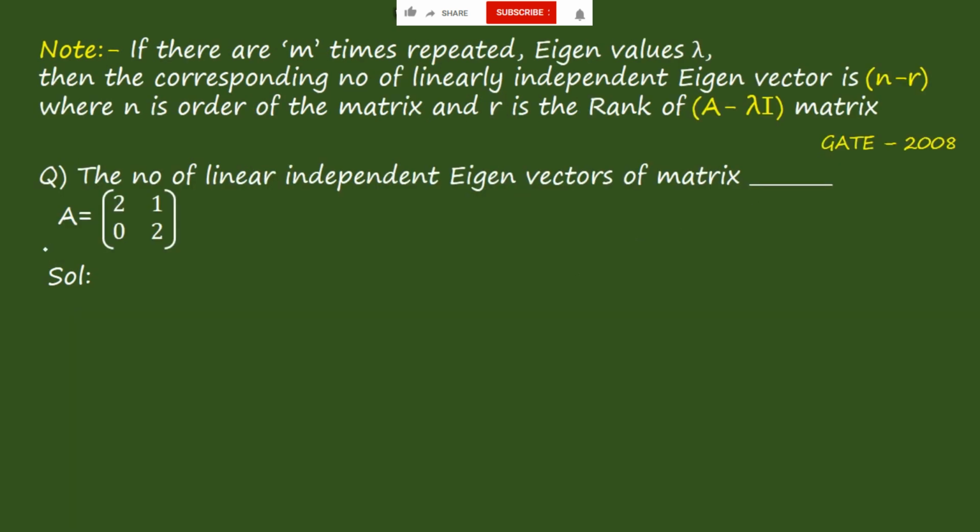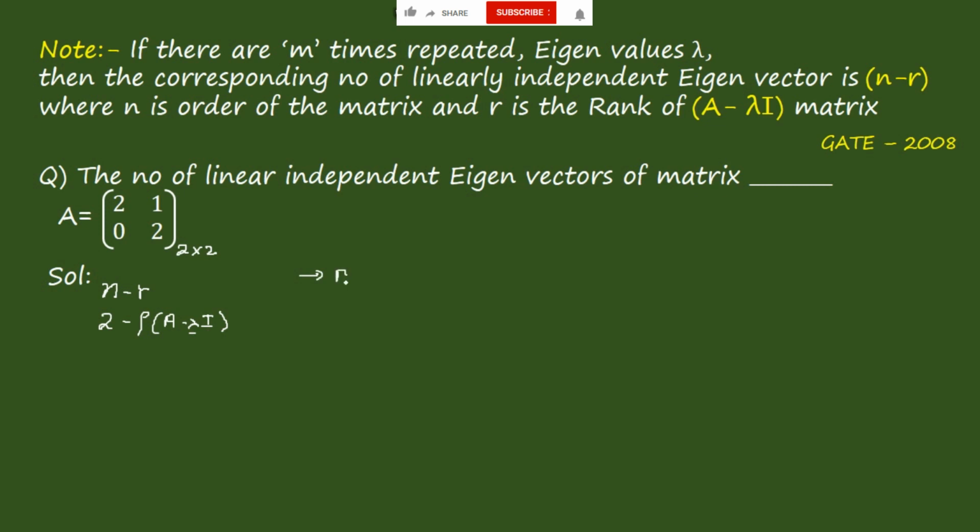Now coming to the next question. The question is the number of linearly independent eigenvectors. Here the formula is n minus r. Here n is the order of the matrix. It is given as a 2 cross 2 matrix, so n is 2, minus the rank. You have to find the rank of A minus lambda I. To find the rank of this particular value, first you have to know the lambda value.